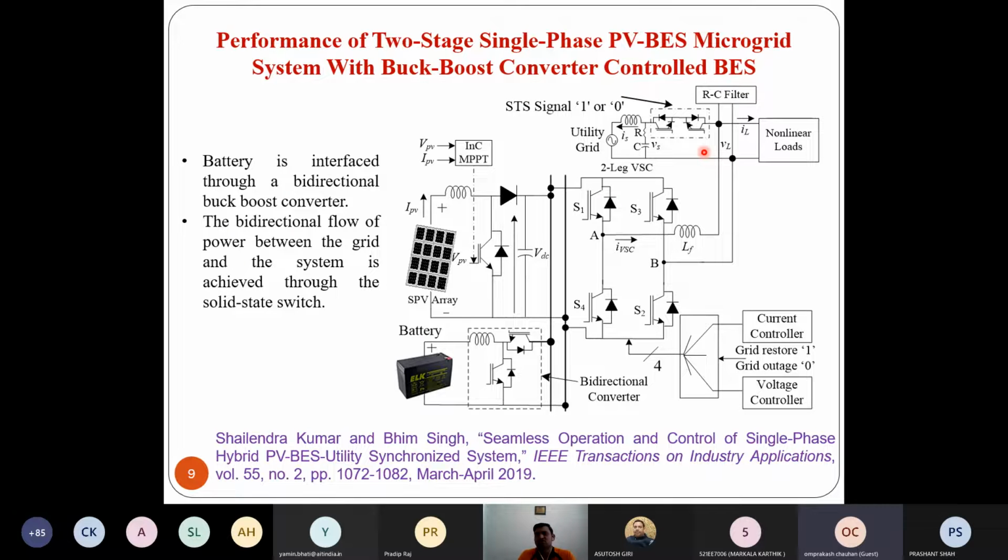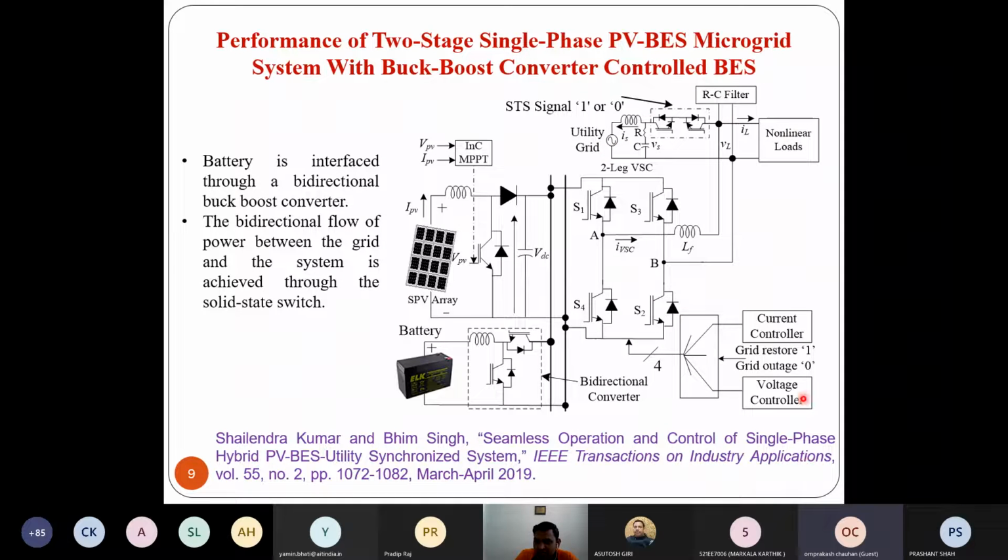You have a grid tied solar inverter in grid connected mode. You have a standalone solar inverter in standalone mode. But switching has not been possible without these STS, static transfer switches. So if you are not having these switches, your grid must be there. You can operate without grid.